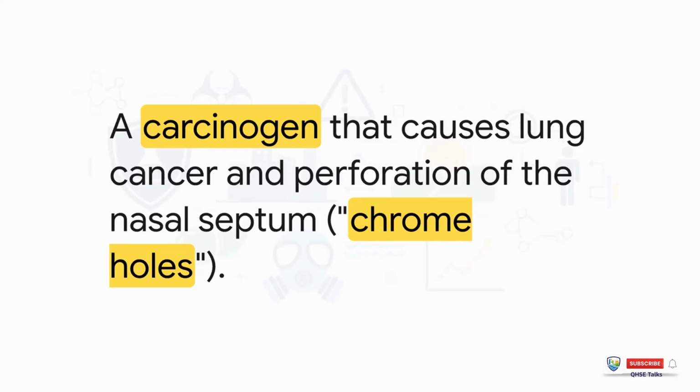Hexavalent chromium, you might have heard of it as Chrome-6. It's a really powerful carcinogen that was made famous by that movie Erin Brockovich. In the workplace, we find it in things like chrome plating and in the fumes from welding stainless steel. We know for sure it causes lung cancer, but it has another unique calling card. It's highly corrosive, and with enough exposure, it can literally eat a hole through the nasal septum. That's the wall between your nostrils, creating what are gruesomely known as chrome holes.